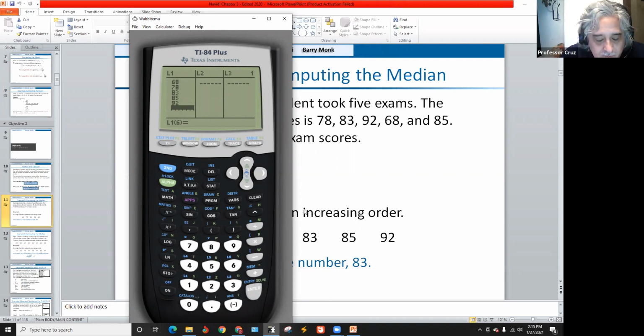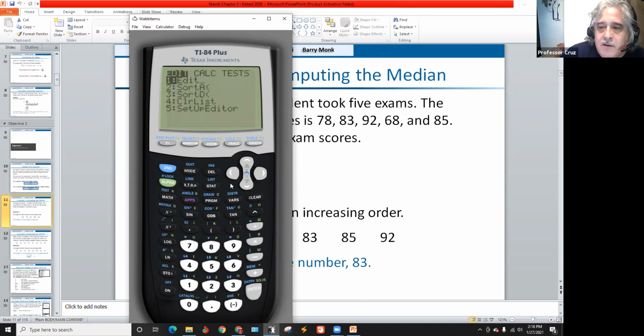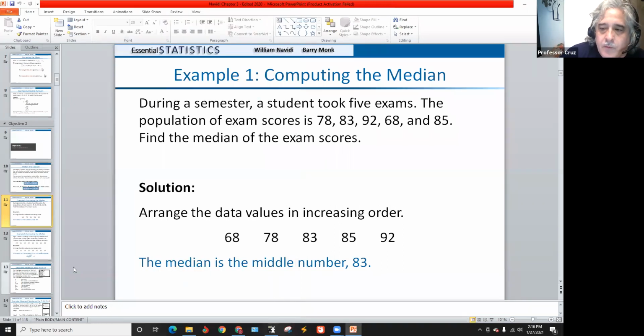It's that same thing that's in Canvas, and it looks exactly like the one that we're dealing with on the phone, because I hate to have people go out and spend $100 on something if you don't really need it. Now, to do the calculations, you come back to stat, and then go over one to calc, and then hit enter. See, that's what they show you right here.